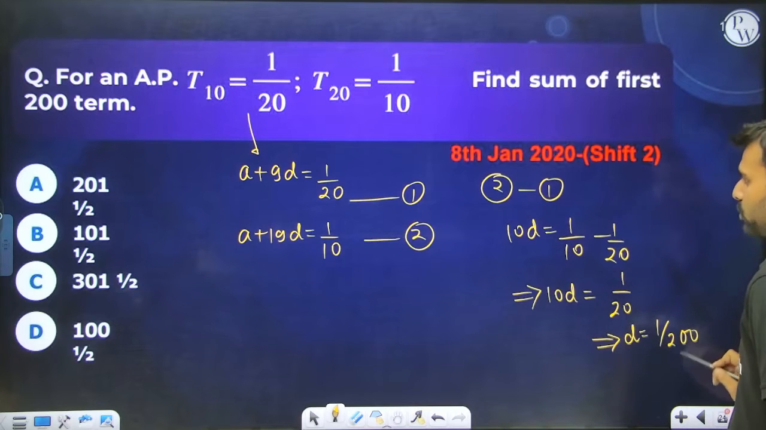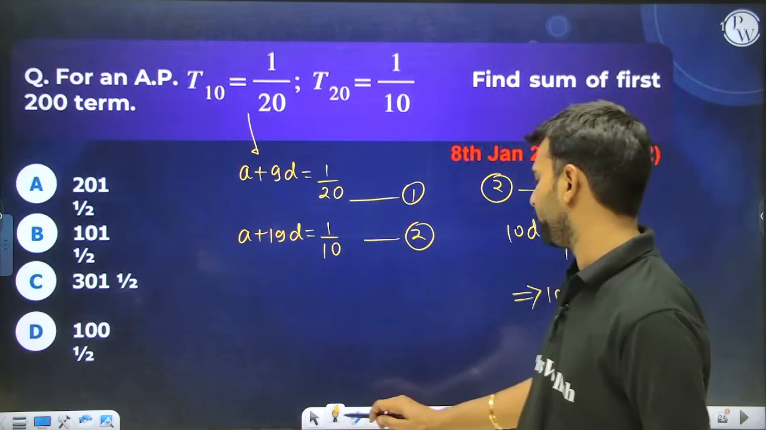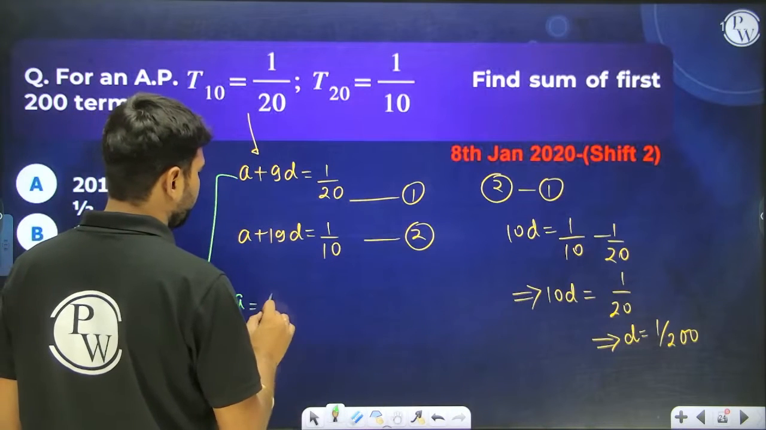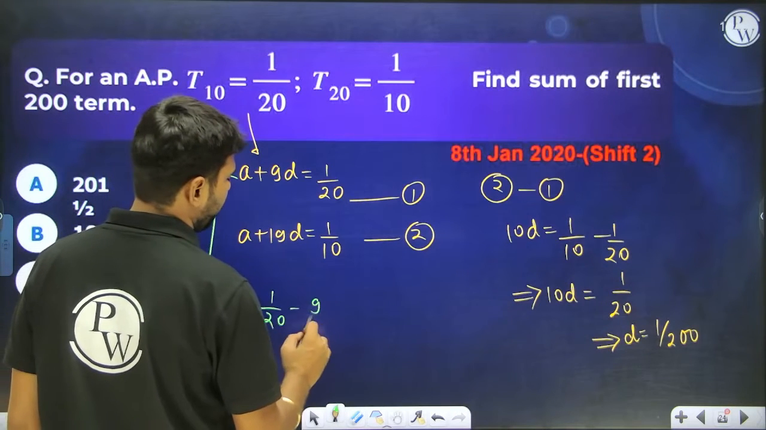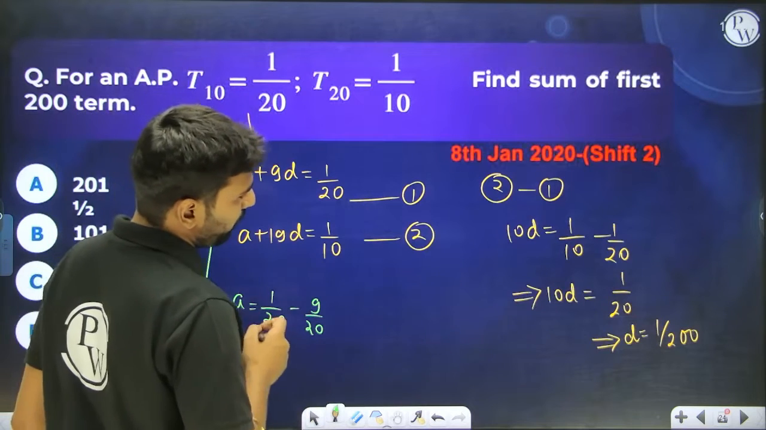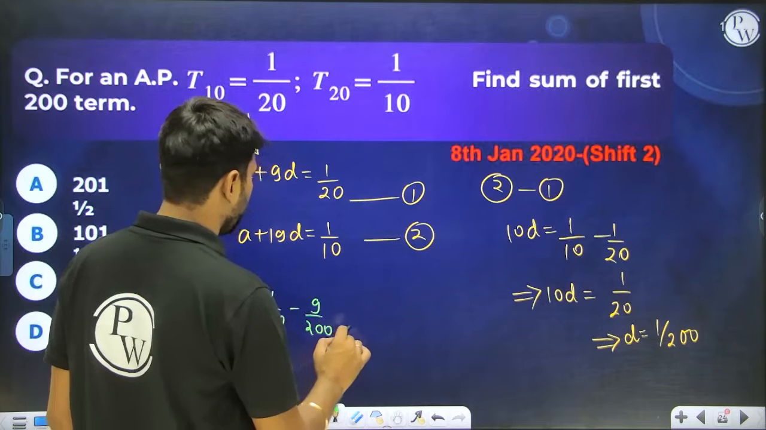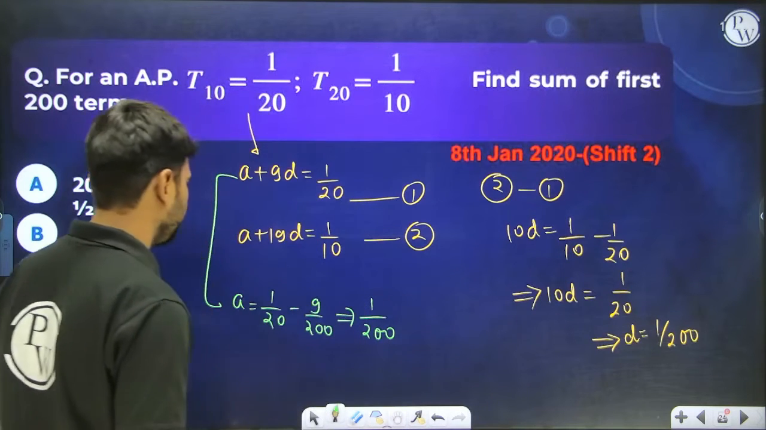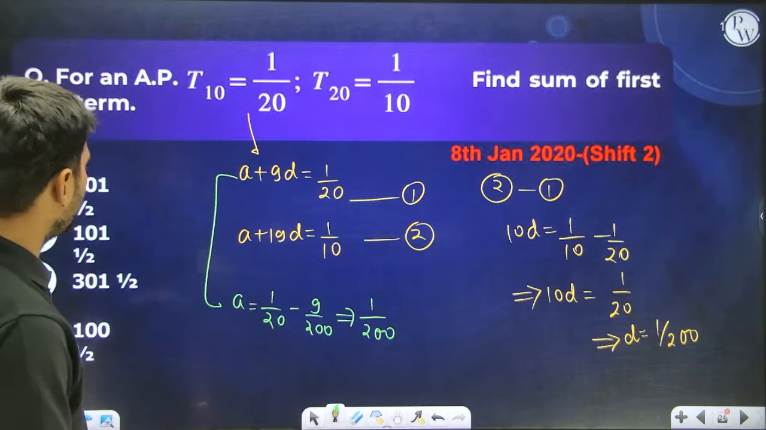If d's value is 1 by 200, then can we get the value of a? Yes, we can put it over here, and a's value is going to be 1 by 20 minus 9 by 200. So that is going to be 1 by 200 only. Yes, 1 by 200 only.